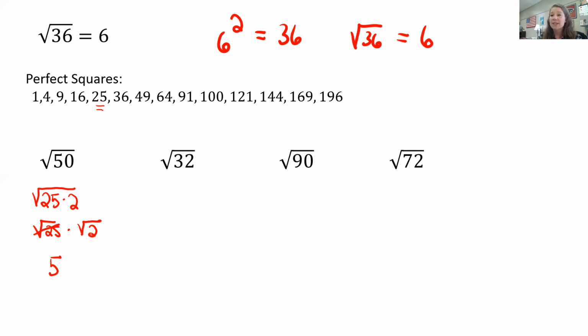Square root of 2 is not a perfect square. It's a prime number. And we have just simplified this non-perfect square. Square root of 50 is 5 square roots of 2.